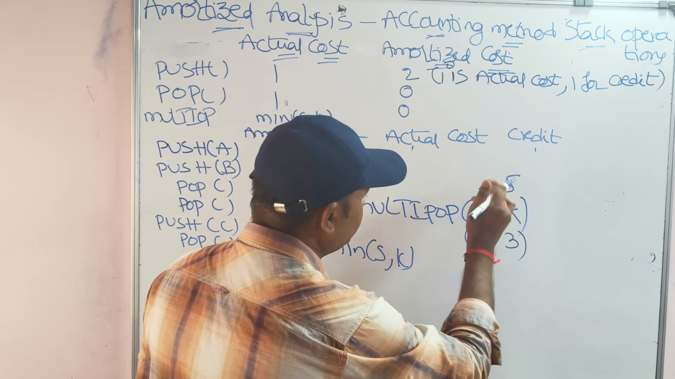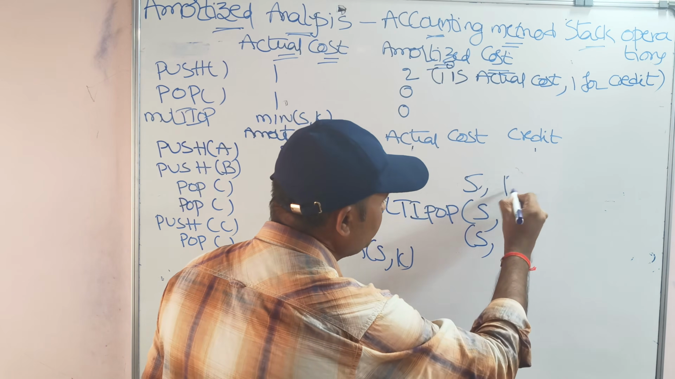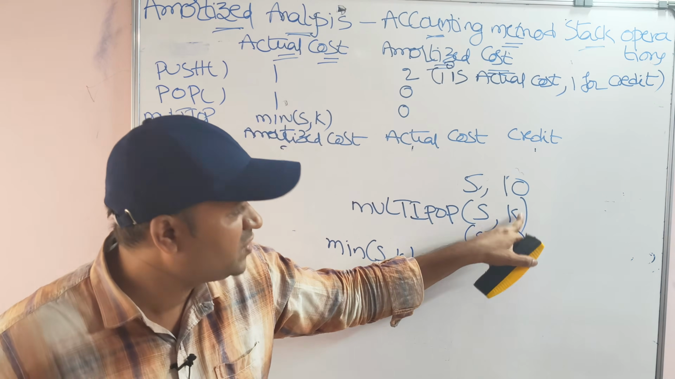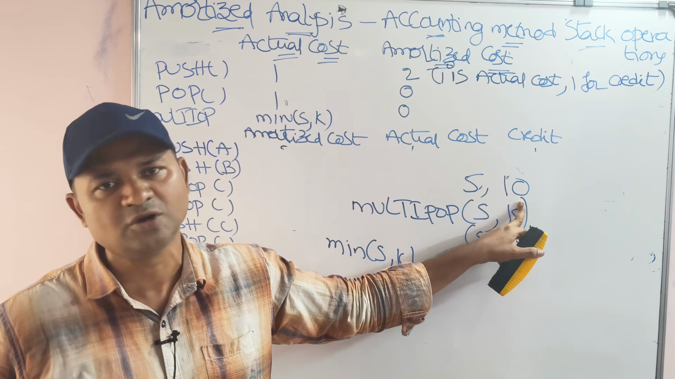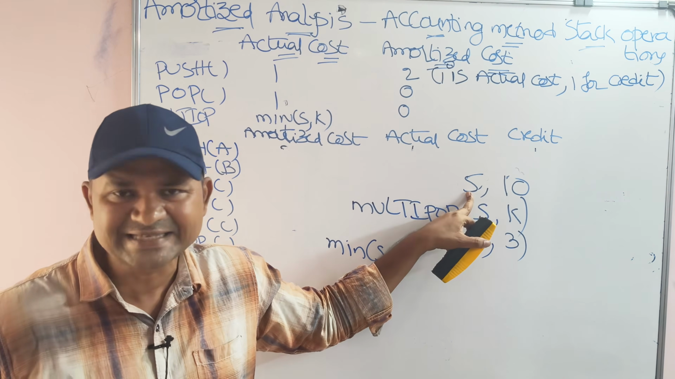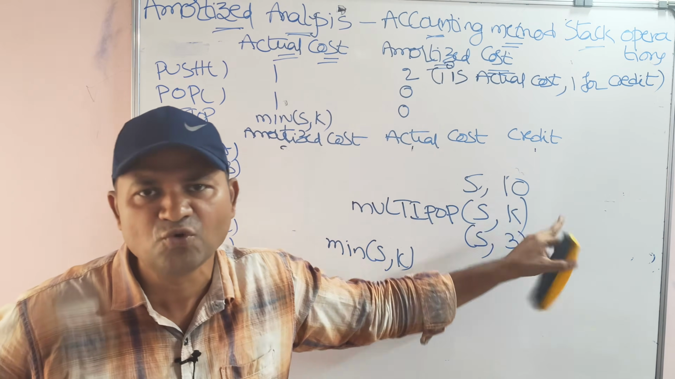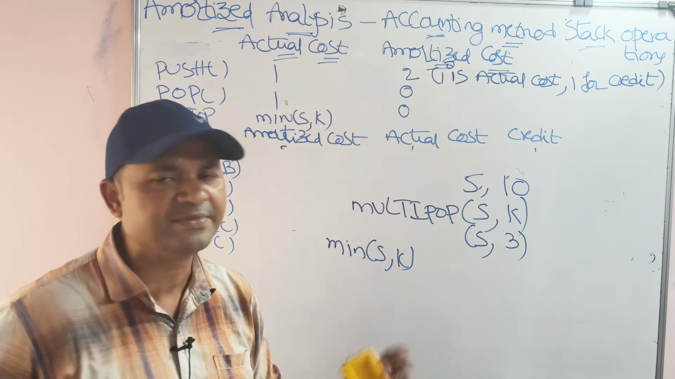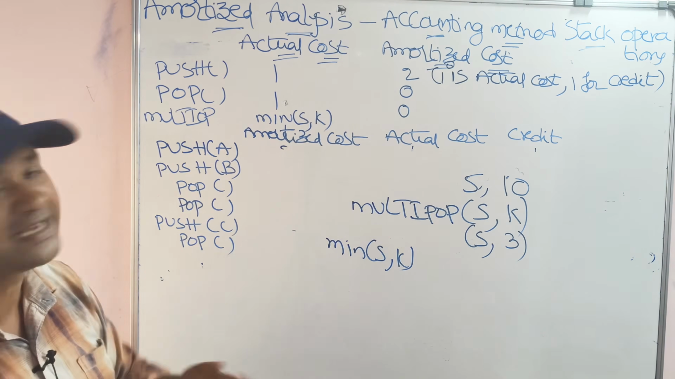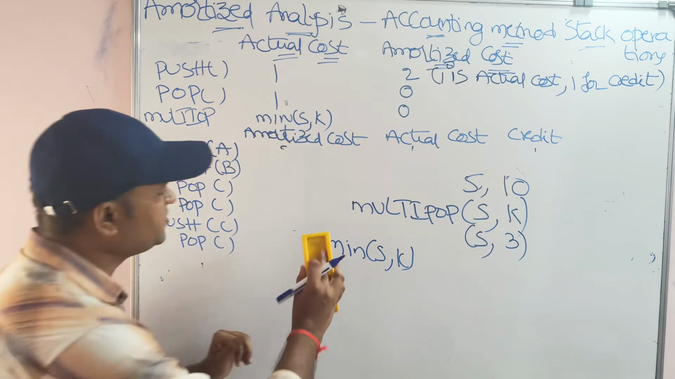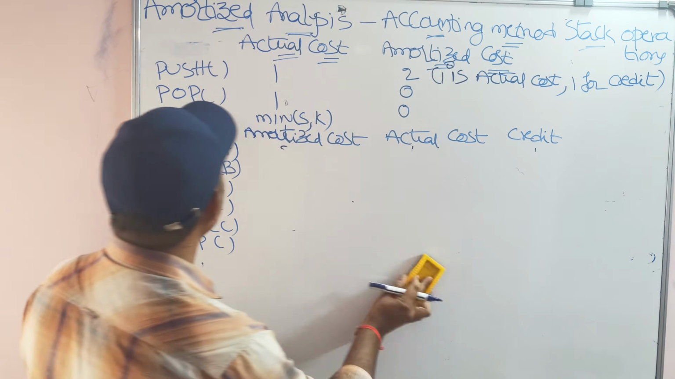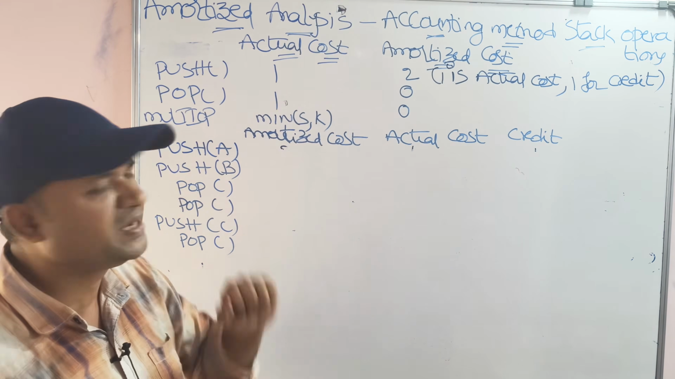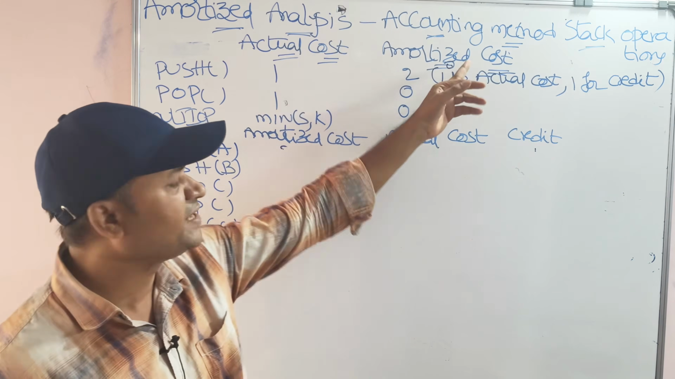Now let us assume that S value is 5, K value is 10. The stack contains only 5 elements, whereas we want to remove 10 elements. But is it possible? No, it is not possible, because the stack contains only 5 elements, so we can remove only 5 elements. So minimum of S comma K: out of 5 and 10, 5 is the minimum number. So this is the actual cost. For push and pop operations, the actual cost is some constant number, whereas for multi-pop, the actual cost is some variable value, minimum of S comma K. Now let's see about amortized cost.